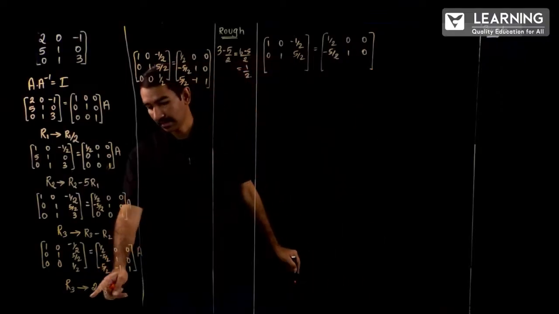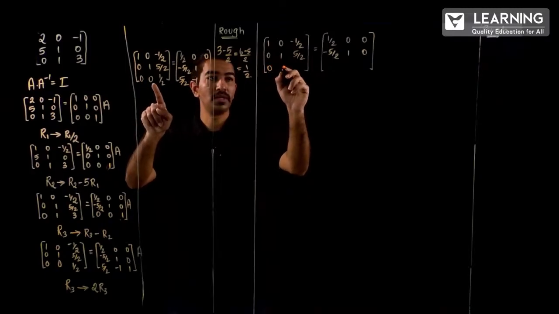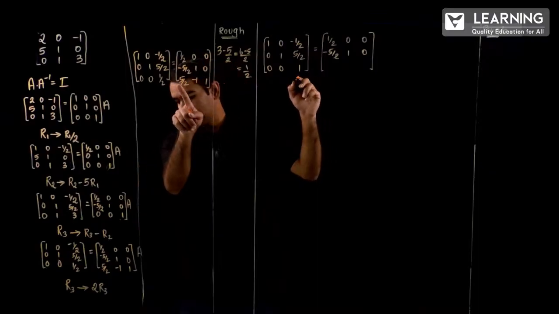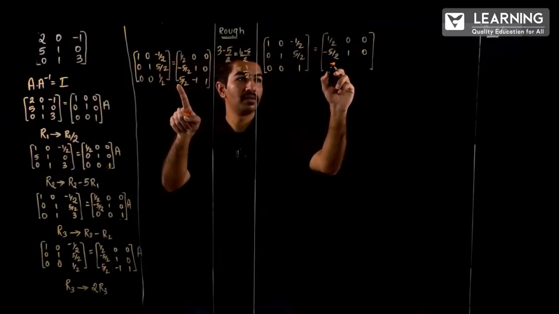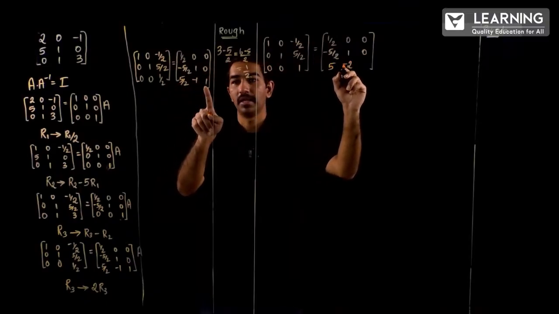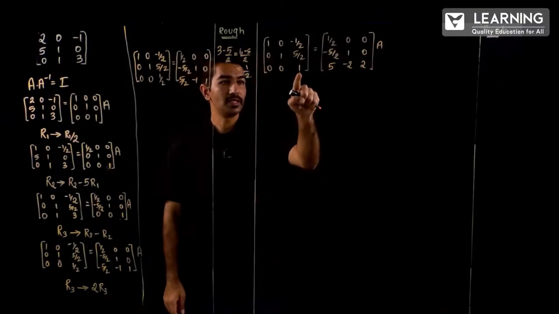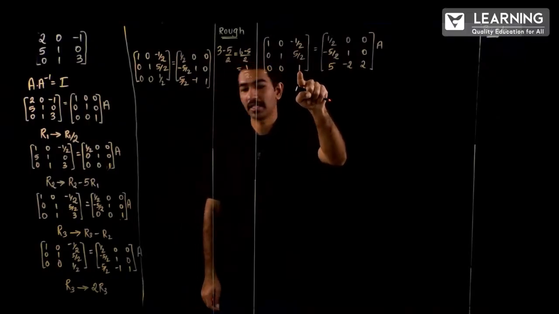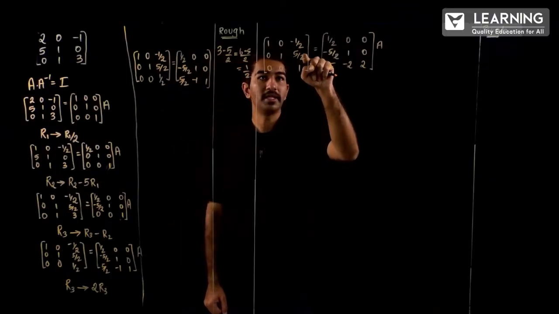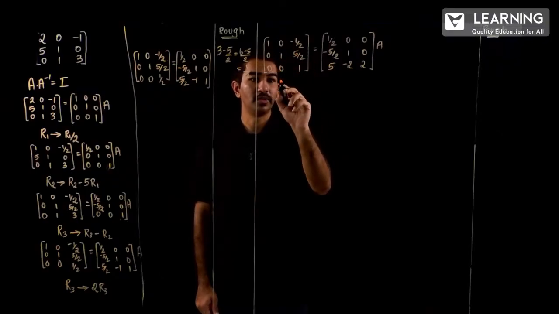Apply this operation now. R3 equals 2 times of R3. So 0 into 2 is 0, 0 into 2 is 0, 1 by 2 into 2 is 1. 2 times of R3, right? So this will become 5, this will become minus 2 and this will become plus 2 into A. See this, students, this is 0, so this become 1, right? This has become 1 by this elementary operation. With respect to this one, make these both as 0. So how do you make them as 0 now? Here we'll write, so R1 and R2.